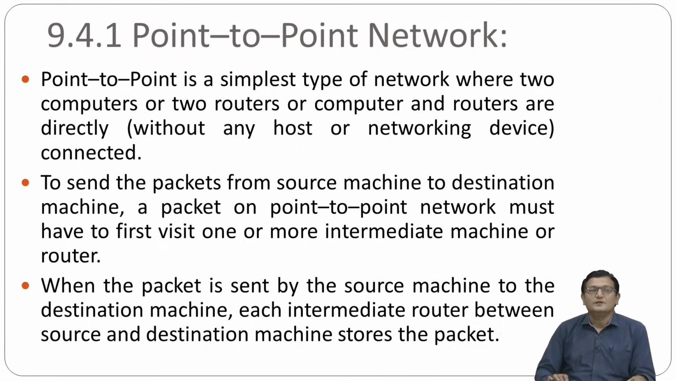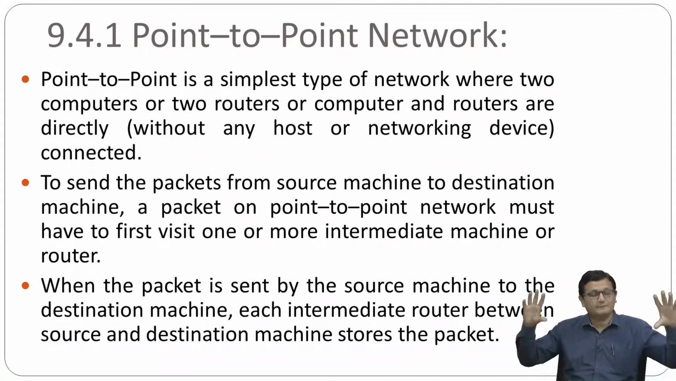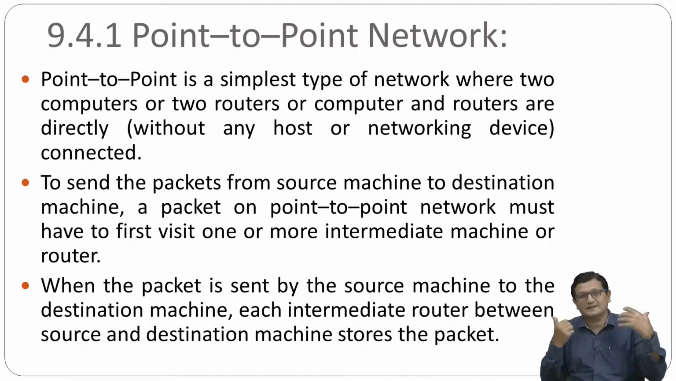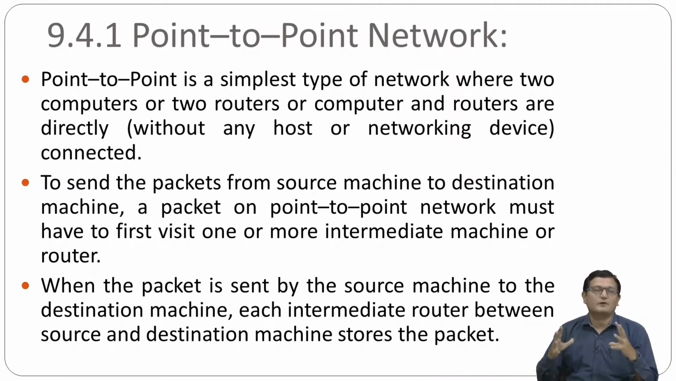Okay. So, point to point is the simplest type of network where two computers, or two routers, or one computer and a router are connected directly, right, without any intermediate device. So, if two computers are connected with each other, or one computer is connected with a router, that type of combination is called a point to point network, right.